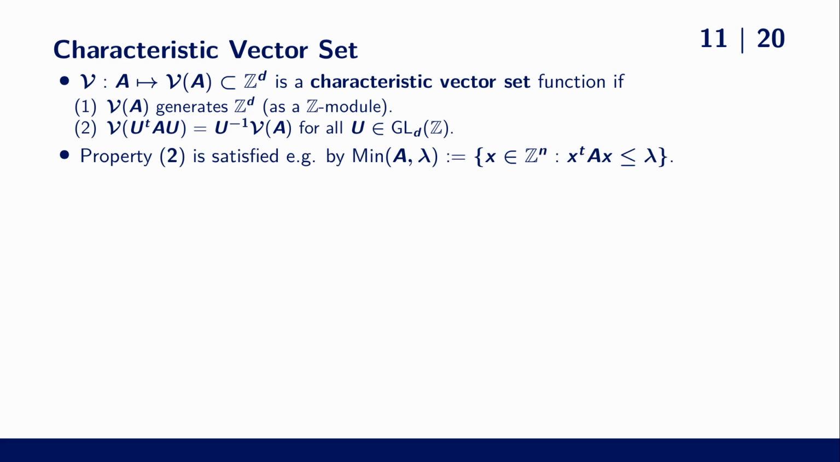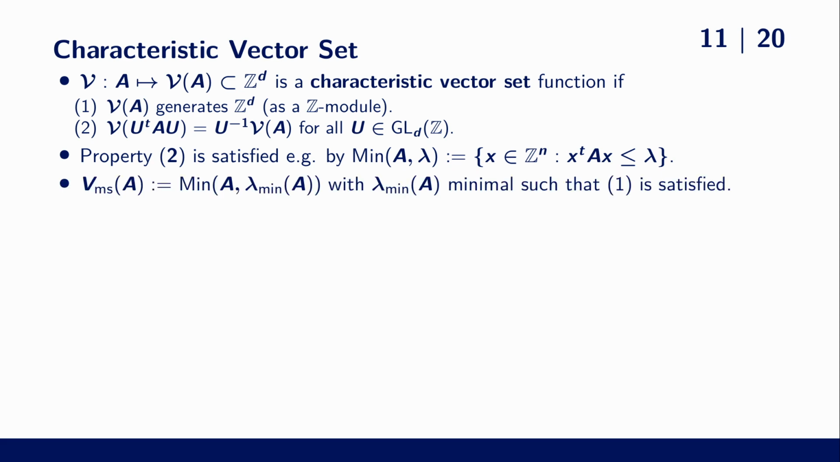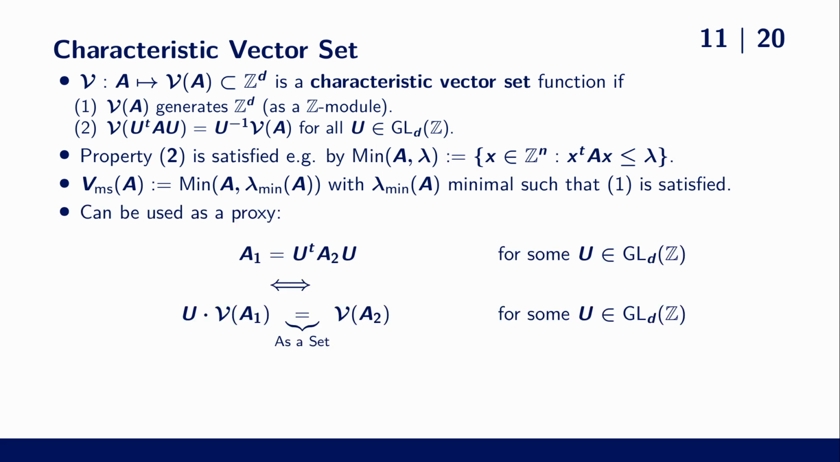Now, the second property is satisfied by, for example, this set of bounded elements with respect to the quadratic form. And for the first property, we can just say, okay, we take the bound minimal such that this first property is satisfied. And this allows us to define a characteristic vector set. Now, what's nice about this set is that it can be used as a proxy.